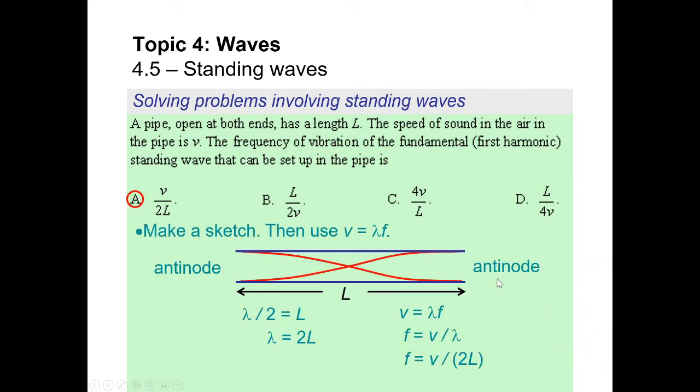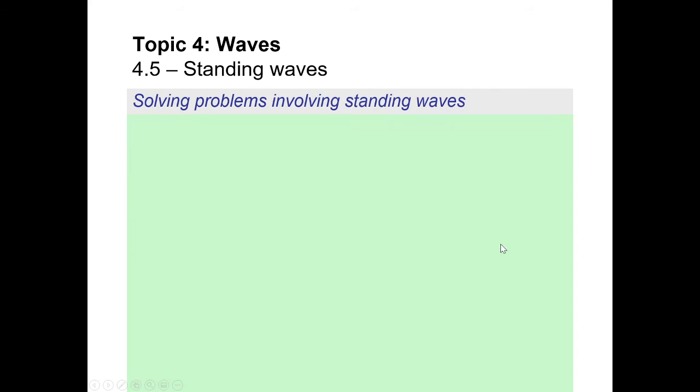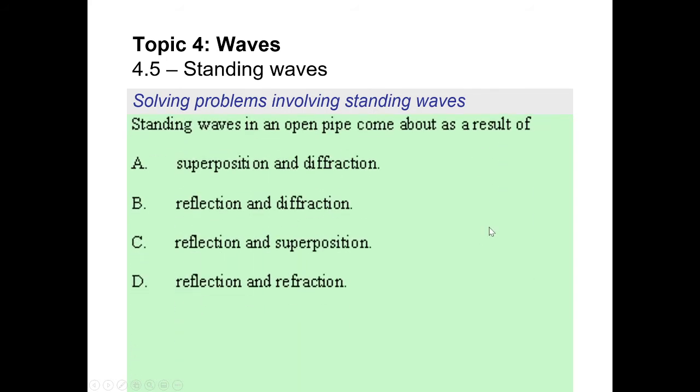And of course, the slides explain it just the same. Okay. Standing waves in an open pipe come about as a result of A, superposition and diffraction, B, reflection and diffraction, C, reflection and superposition, or D, reflection and refraction?